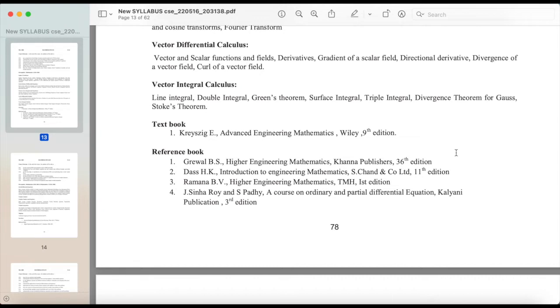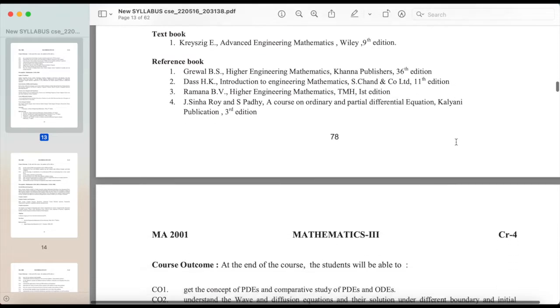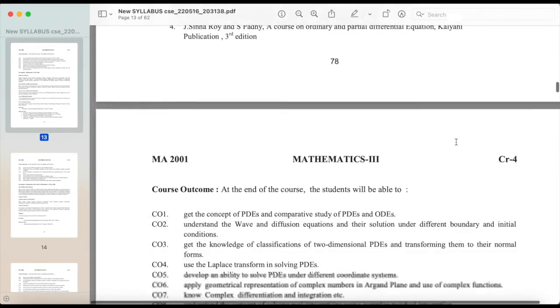and scalar functions and fields, derivatives, gradient of a scalar field, directional derivative, divergence of a vector field, curl of a vector field, vector integral calculus, line integral, double integral, Green's theorem, surface integral, triple integral, divergence theorem of Gauss, Stokes theorem.